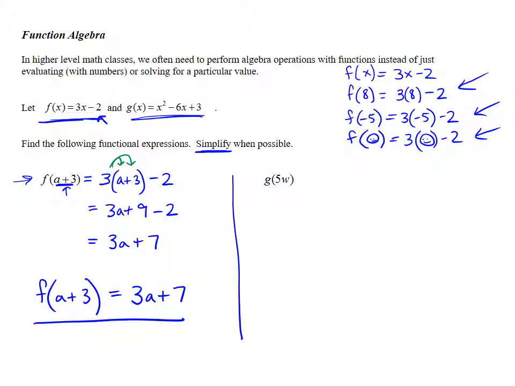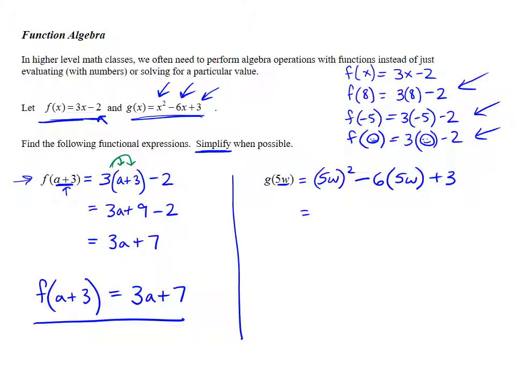Let's look at another example. Let's say we have g of 5w. To find g of 5w, we're going to take all of 5w and put it in wherever we see the x in this function g. So the function g has an x that gets squared and an x multiplied by negative 6, and then don't forget we add 3 at the very end. So if I plug 5w in, I'm going to have to plug it in and square it. Then I'm going to have to subtract 6 times that 5w, and then don't forget to add 3 at the end. So I have to perform all these operations.